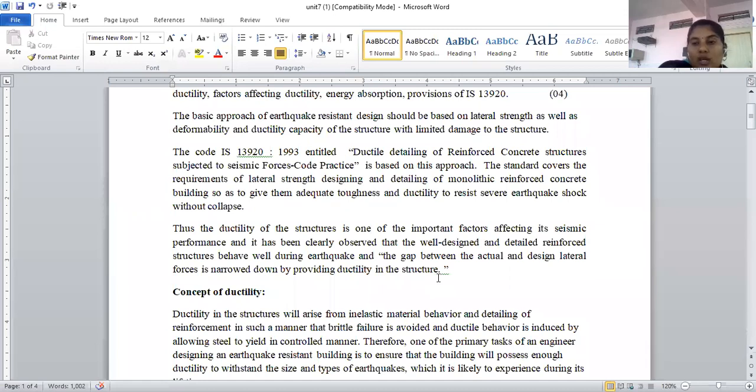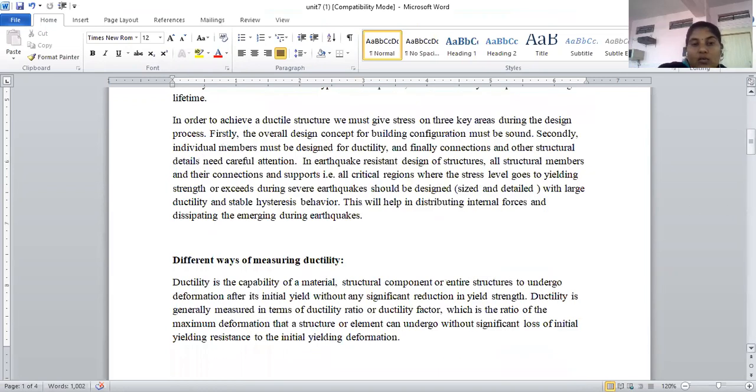So we have to take care of the ductile detailing of RCC members for when earthquake loads come, and that condition we have to apply at the time of construction of the RCC members. Okay, so that is a very important point to understand about the ductile detailing of RCC members.